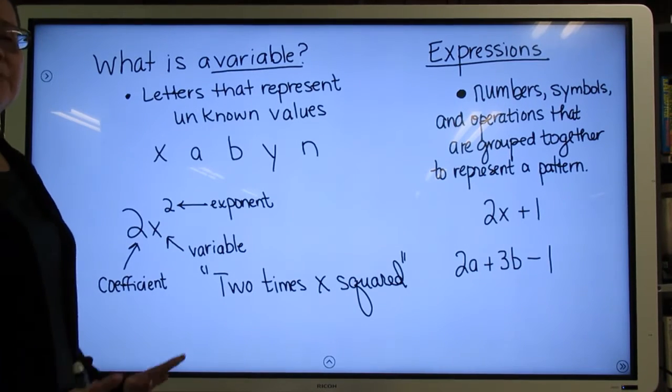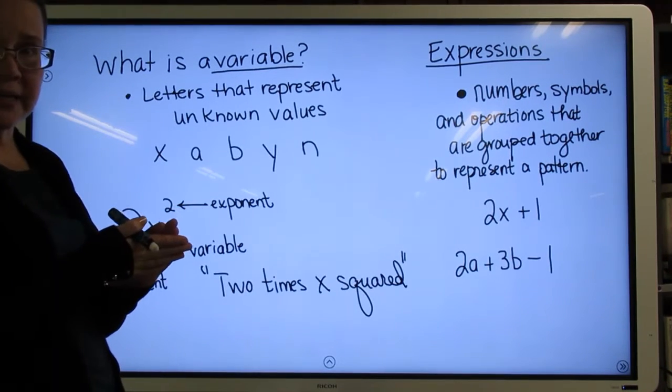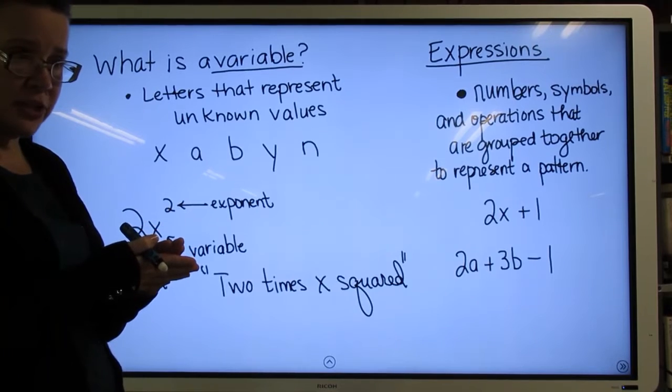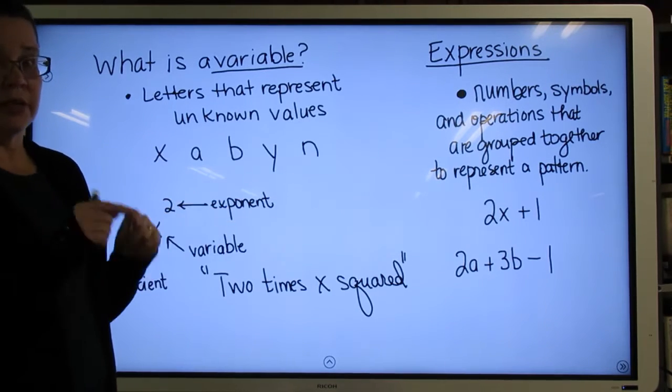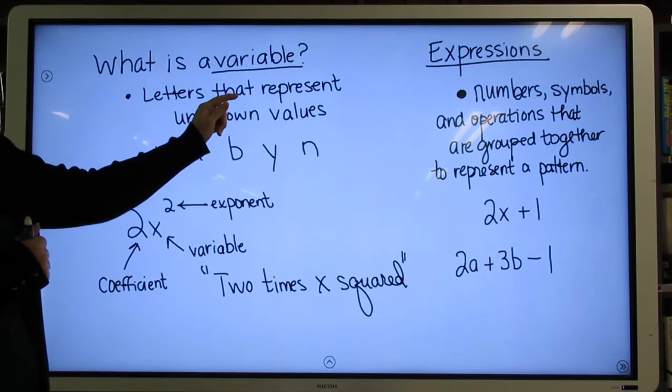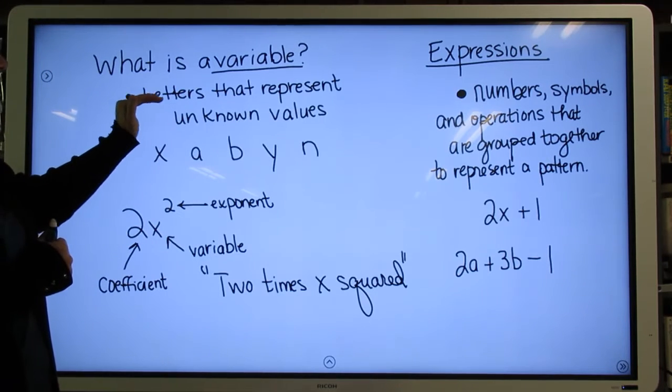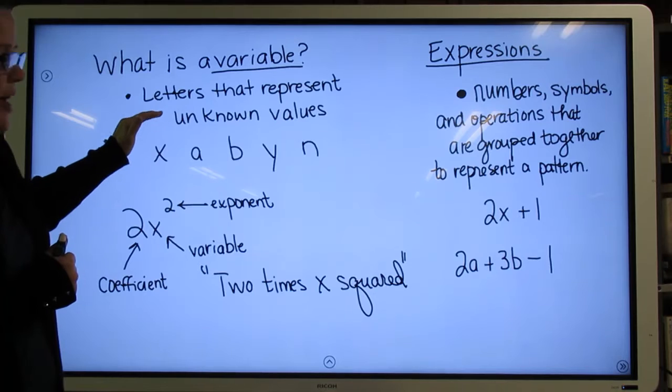Hello, so today we're going to talk about simplifying some algebraic expressions, and we're going to talk about variables and expressions. So let's get started. What is a variable? A variable is a letter that represents an unknown value.